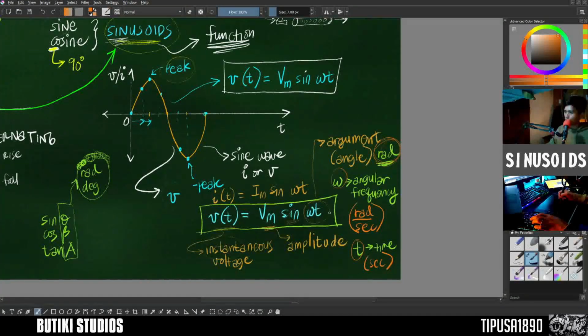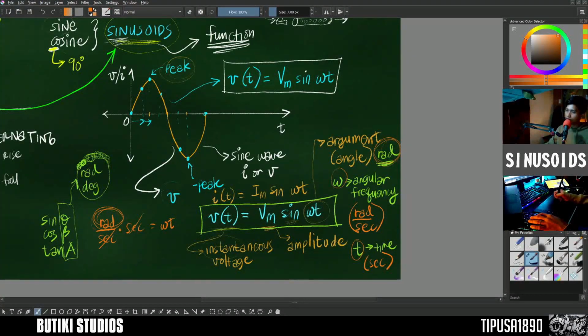Ang omega is radian per second, so ang omega is rad per sec. Omega t, i-times ang t nato is second, so makancel na ang second, bilin ang rad. Unit sa atong omega t is rad, which is radian. So ang radian, unit of your argument, mao nga angle na siya.